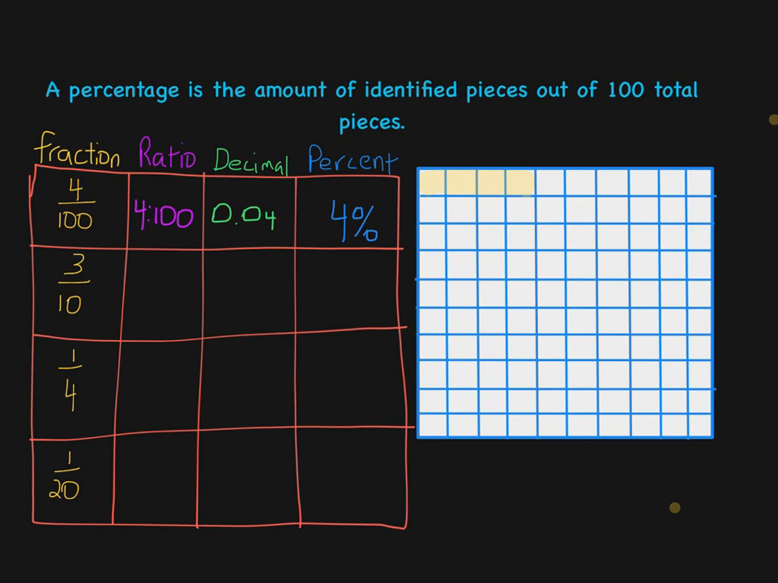Now, you'll notice these next ones, which will be challenges, do not have 100 as the denominator. They do not have a total of 100 pieces as the definition says for a percentage. My question is, what should we do in order to write a percentage, knowing that percentages have to have 100 total pieces? I want you to pause the video and try to fill out the rest of this table on your own. Feel free to color in on your screen.